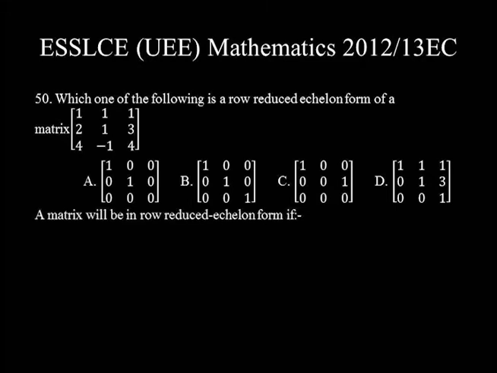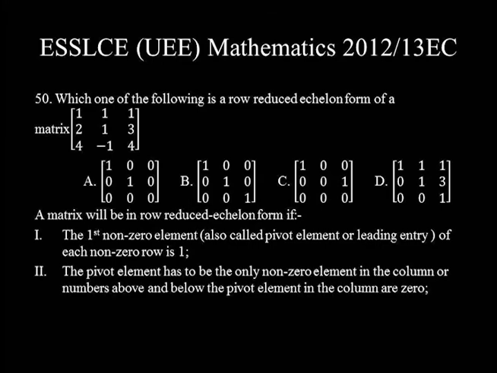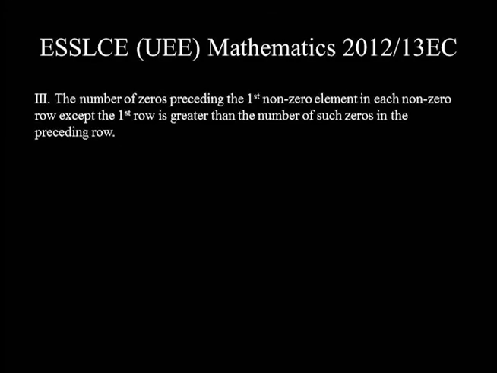A matrix will be in row reduced echelon form if, one, the first non-zero element, also called pivot element or leading entry, of each row is 1. Second, the pivot element is the only non-zero element in the column, or numbers above and below the pivot element are 0. Third requirement, the number of zeros preceding the first non-zero element in each non-zero row except the first row is greater than the number of such zeros in the preceding row. The fourth requirement, a zero row, if there is one, comes at the bottom.